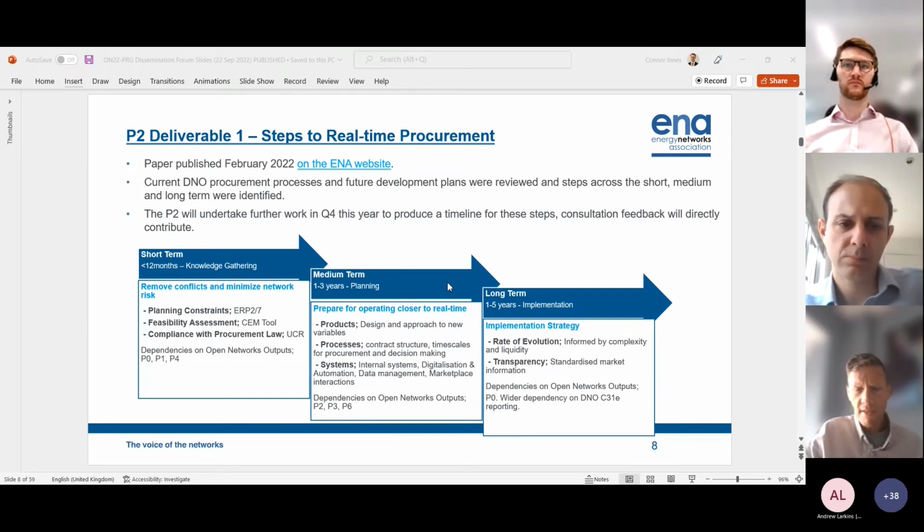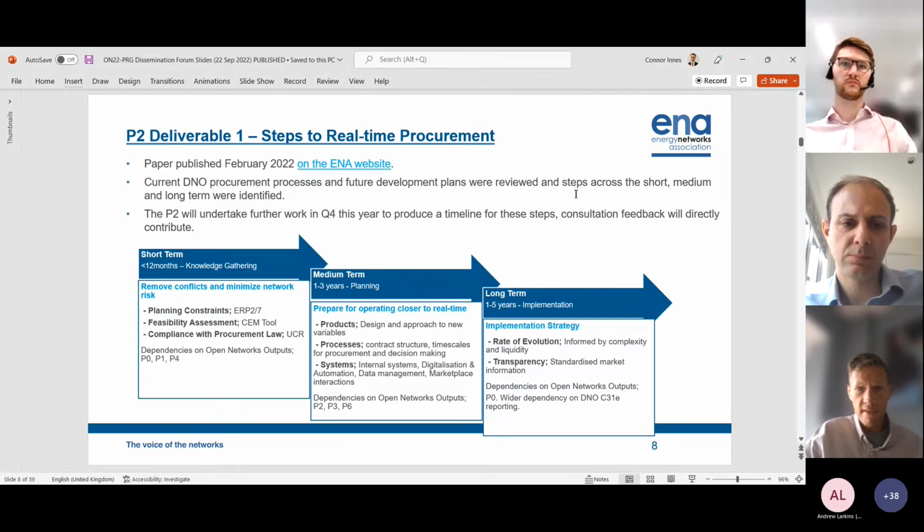And then the longer term is all about the implementation. There's a natural overlap with the medium term, hence we put the 1 to 5 year horizon on there. The rate of evolution is clearly dependent on many factors. From the discussions I've had within the product group, some of the DNOs are more mature or advanced in their development plans and some of their procurement processes already. Some of them are looking at real-time procurement maybe in the next couple of years, some a little bit further away.